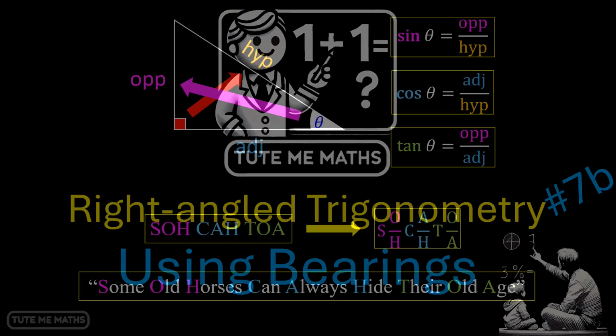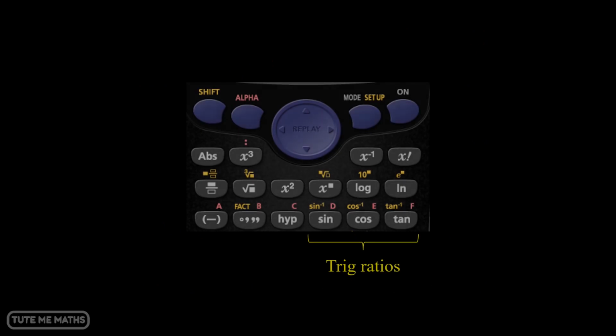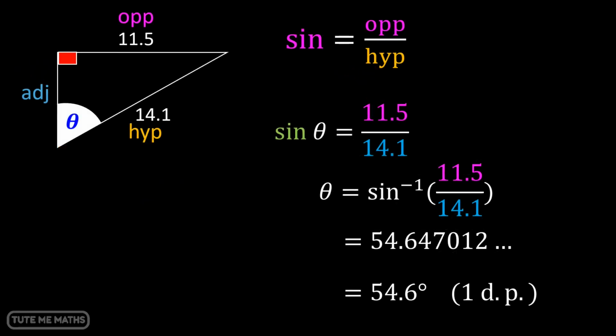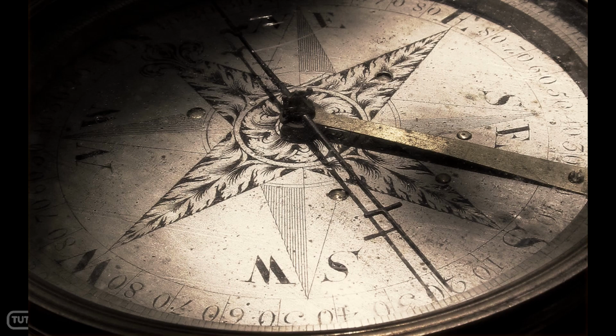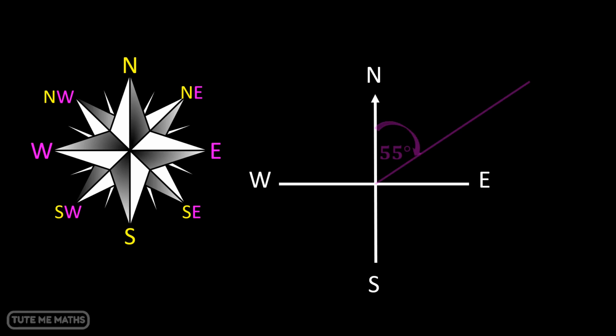The guided examples at the end of this video will require you to know how to use the trig ratios, including the buttons on your calculator, and to calculate unknown sides and angles in right triangles. You also need to be familiar with all three methods for giving compass directions, using either the cardinal points, a compass bearing, or a true bearing. If not, I recommend you watch video 7a in this series, Understanding Bearings.